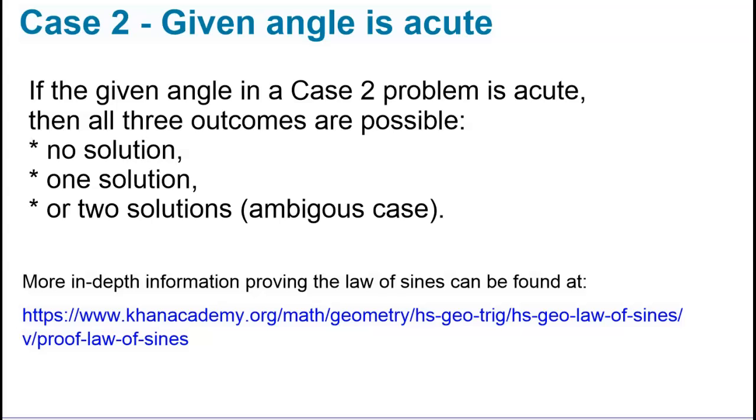If the angle that they give to you is acute, then unlike the obtuse, where there's either going to be no solution or one solution, there's a possibility of two solutions, no solution, or one solution. So they call this the ambiguous case.